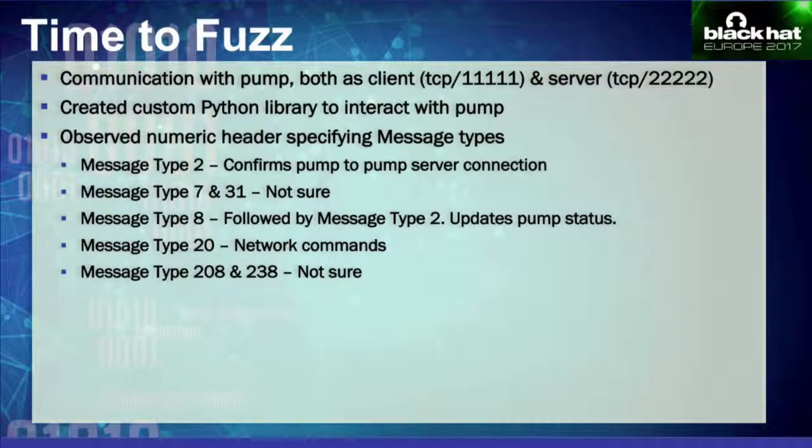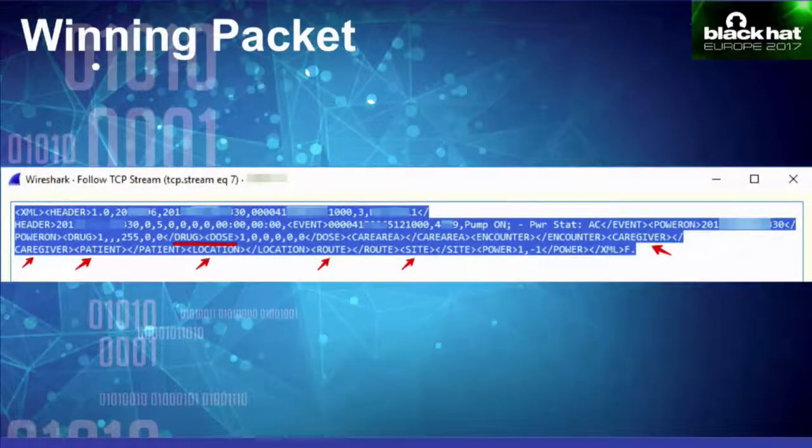But through a lot of fuzzing, we were able to send packets that retrieved more information from the Infusion Pump. This was the winning packet. After sending message type 2 and then message type 8, we were able to retrieve this information. Here you can see I've highlighted some of it and redacted the rest. You can see the drug information, the dosage information, a care area, caregiver, patient data, location, route, site, etc.